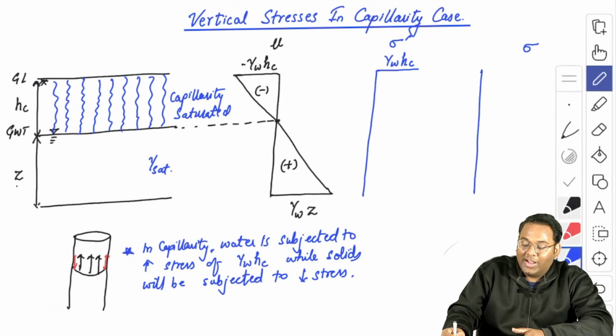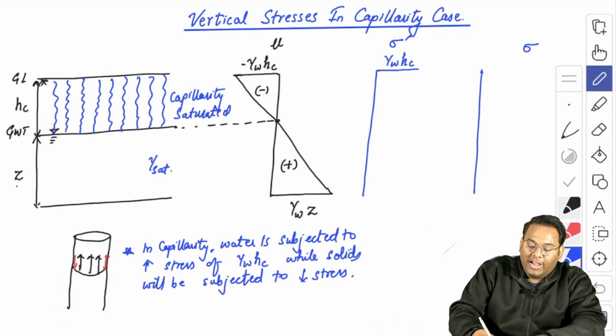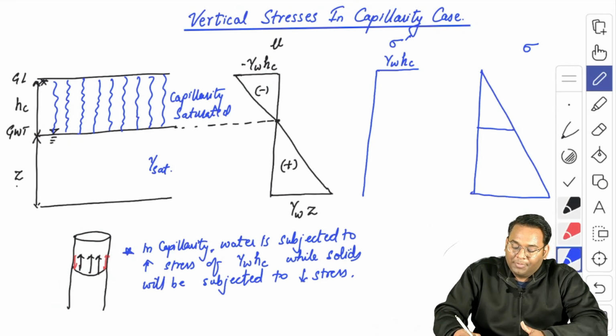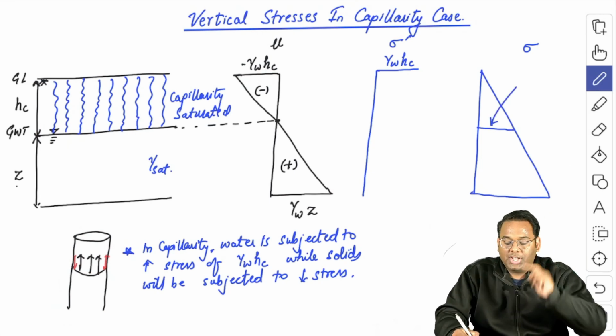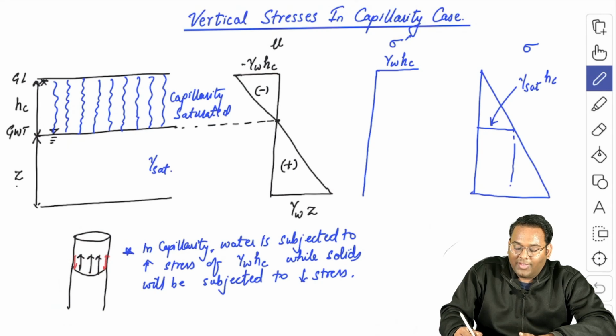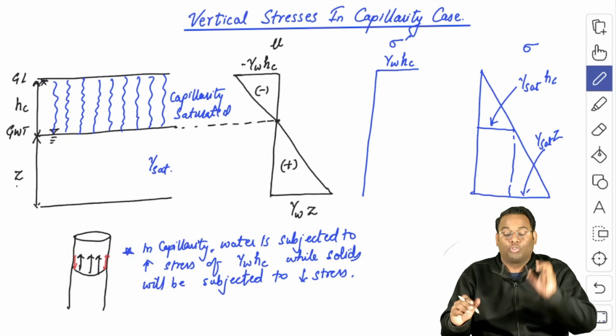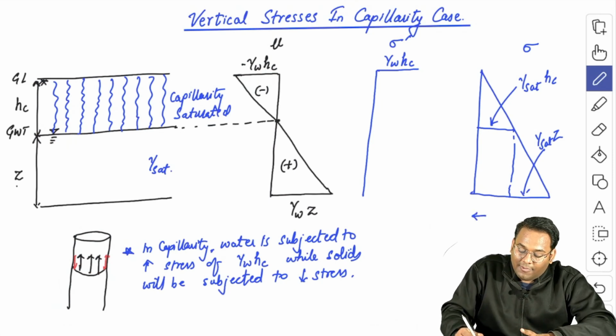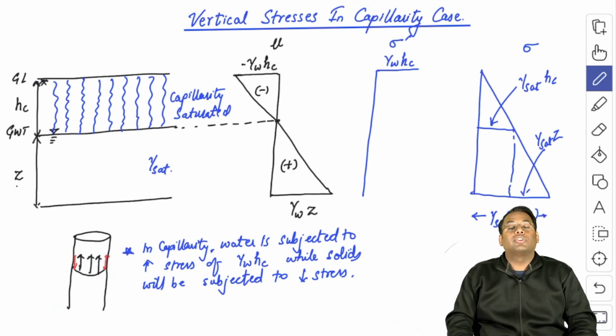So hence you can say that the value of sigma dash will increase with the same value, and that increase will be at a rate of gamma saturated. Initially it will increase up to the value of gamma saturated into HC, and after that the further increase will be because of gamma saturated into Z. So the overall value of the total stress at the bottom will be gamma saturated into HC plus Z.